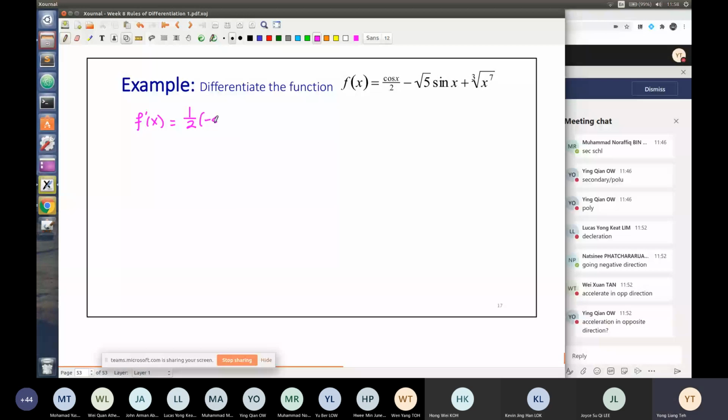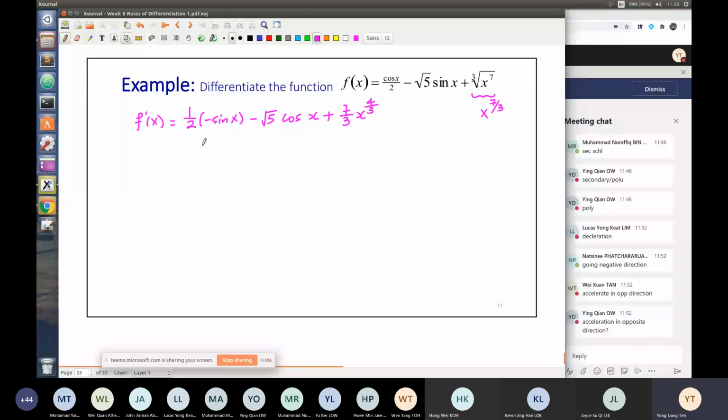Then apply the differentiation to the second term. So square root 5 is just constant. Then you just differentiate sine x. So square root 5 cosine x. Then plus, so what is this? This is actually x to the power of 7 over 3. So hence we can just differentiate as it is, bring down 7 over 3, and then x. Then the power 7 over 3 minus 1 is going to leave me 4 over 3. So hence this is my answer already.